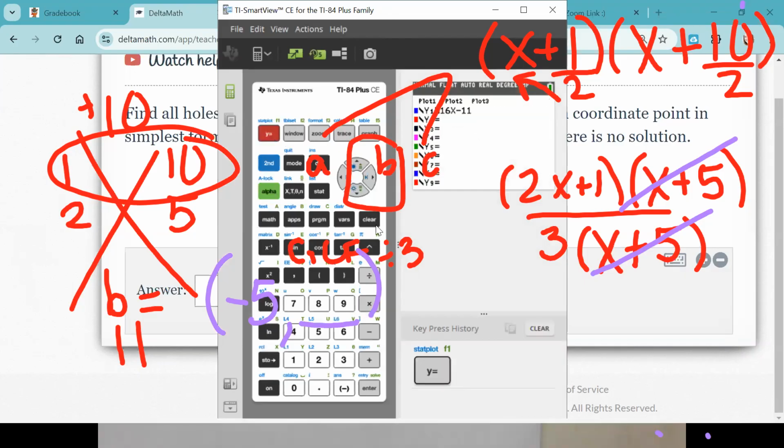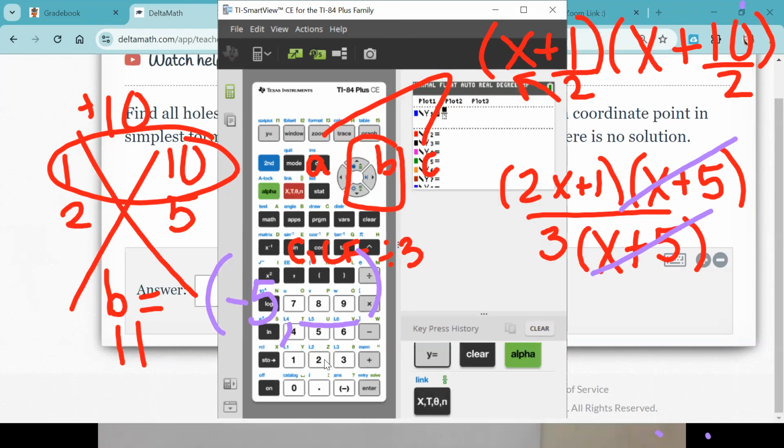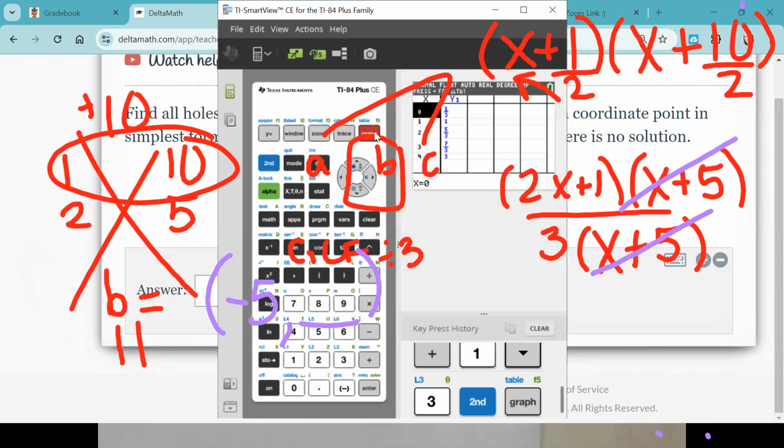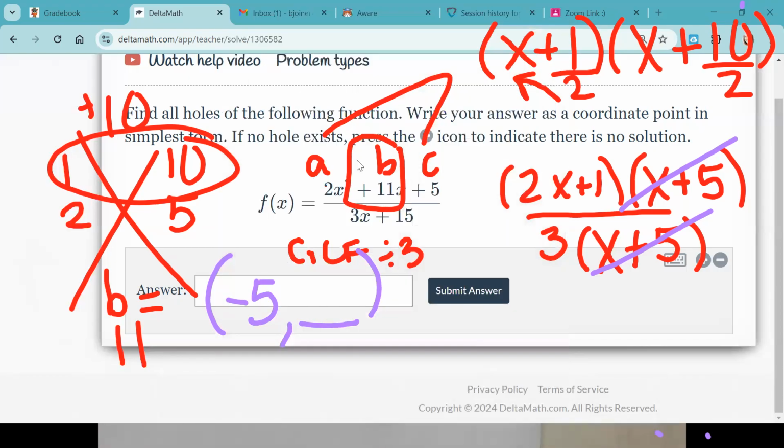Okay, so y equals, clear this out, alpha x, we want 2x plus 1 over 3, second graph. Okay, then I want the y value for -5, so I'm just going to go up. And then I see what's -5's partner? -3. So you'll type into your Delta Math, okay, -5, comma, -3 would be your answer.